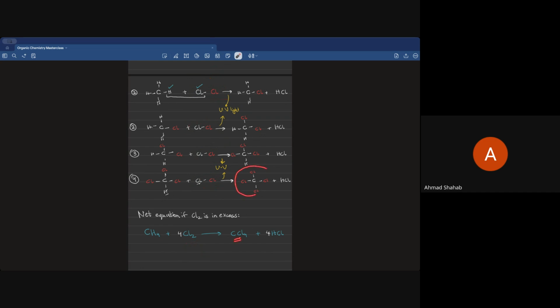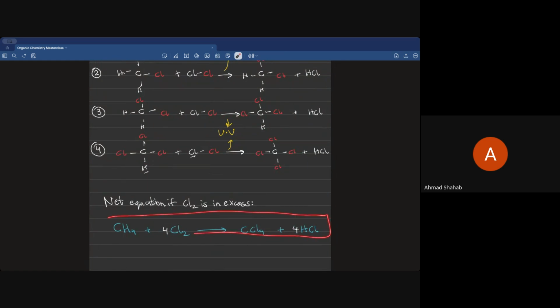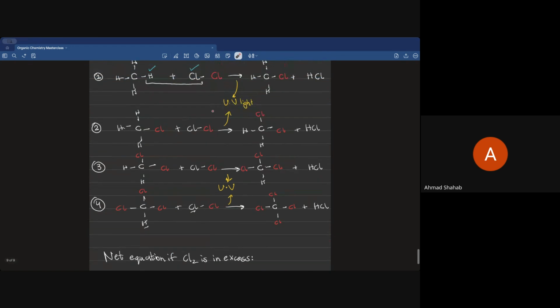CCl4, this is the only place where you see CCl4. This is not CCl4, this is not CCl4. So we have one CCl4. It perfectly agrees with the steps we saw earlier. We have 4 HCl. You see 1, 2, 3, 4. We saw HCl being produced 4 times. So you see the net equation basically agrees with whatever happened, but it skips the middle part.